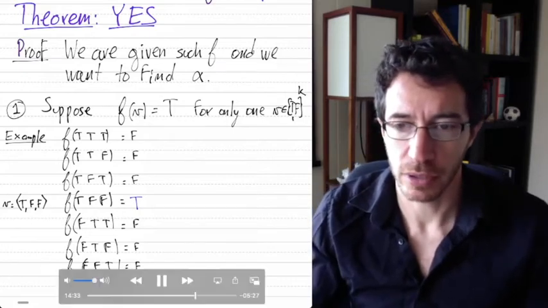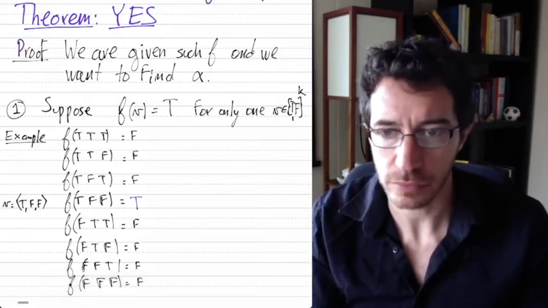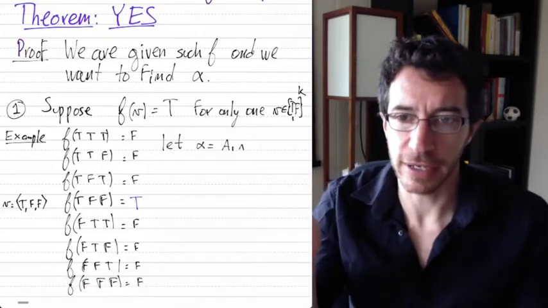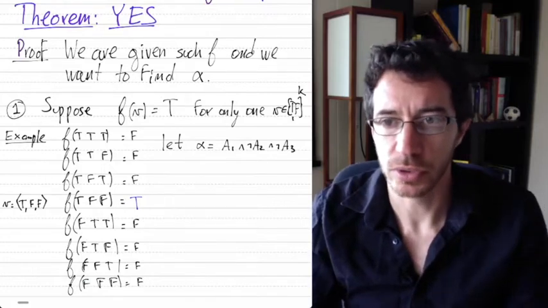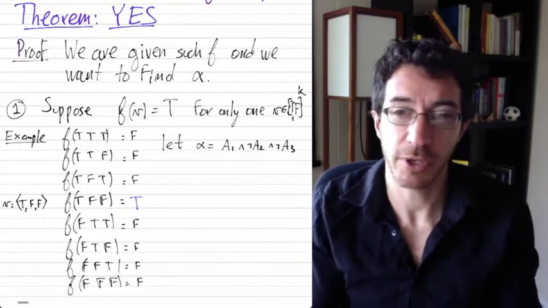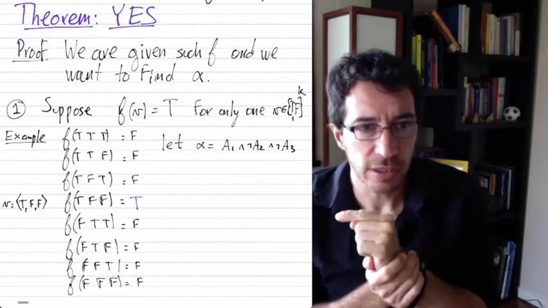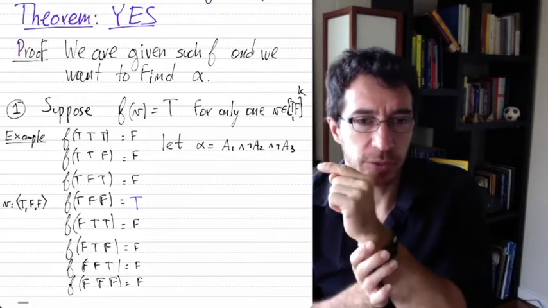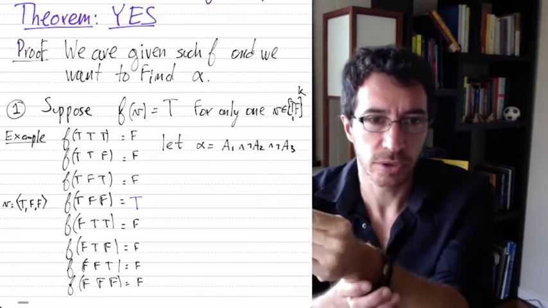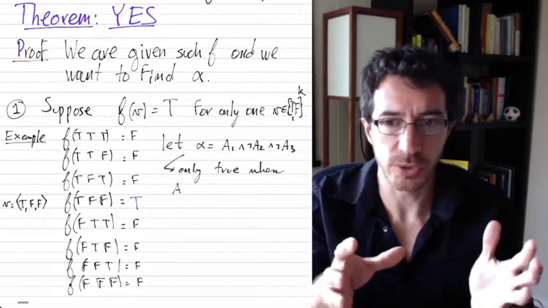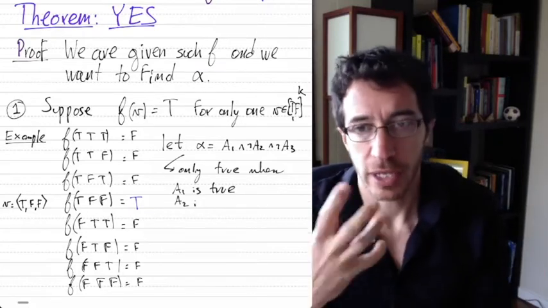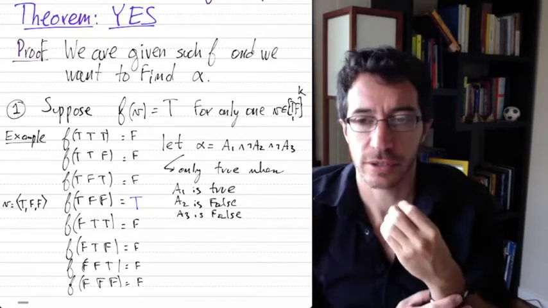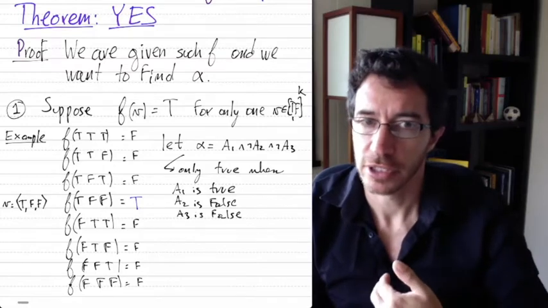So how do we do this? Here it is. Let alpha be a1 and not a2 and not a3. Because we want alpha to be true only on true, false, false, right? So true, false, false is going to correspond to yes a1, no a2, no a3. This one is only true when a1 is true, a2 is false, and a3 is false, right? So that's the formula that we need, and it's going to be false in all the other cases.